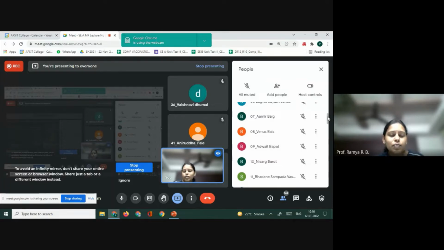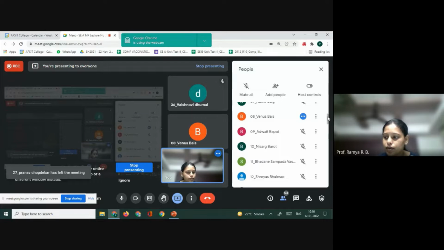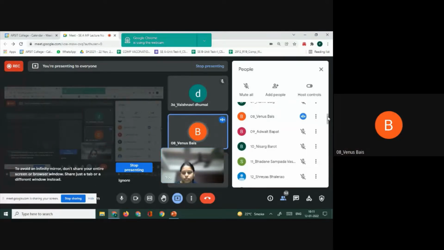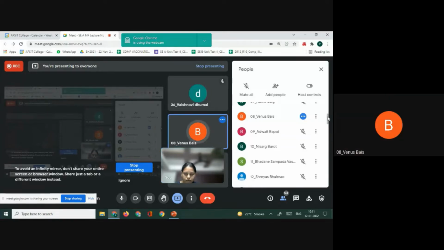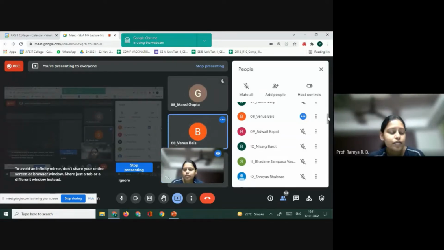Okay, Venus, tell me what do you mean by fetching? Venus, roll number 8, unmute yourself and tell me what do you mean by fetching? What do you fetch? Fetching data. Only data, can't you fetch anything else? Data and instructions. Because why do we need to fetch?